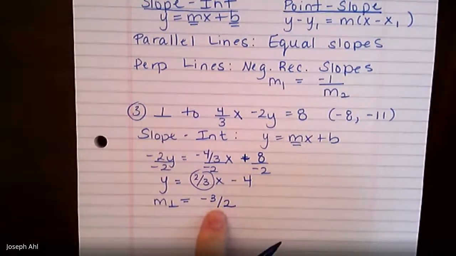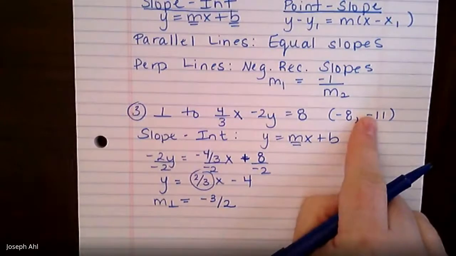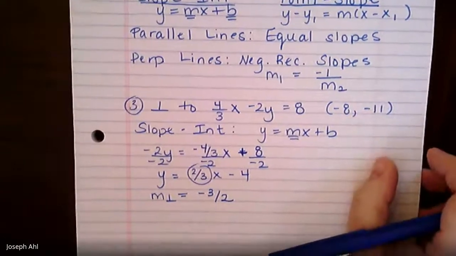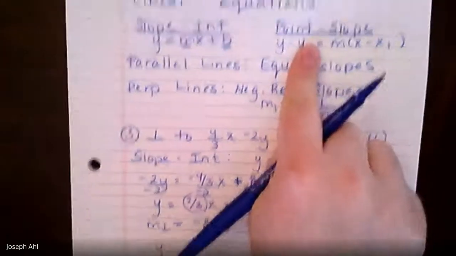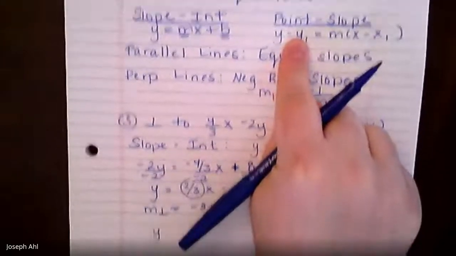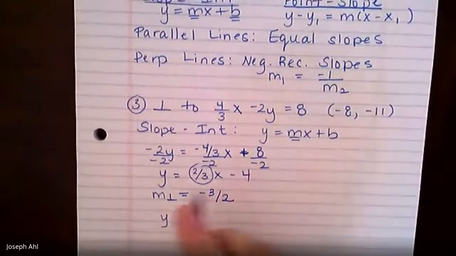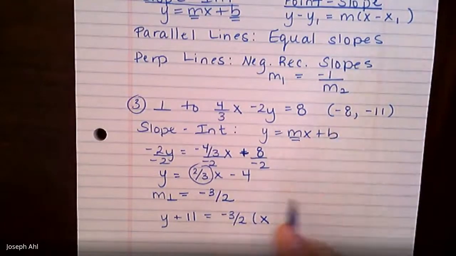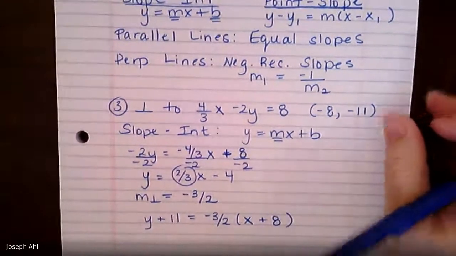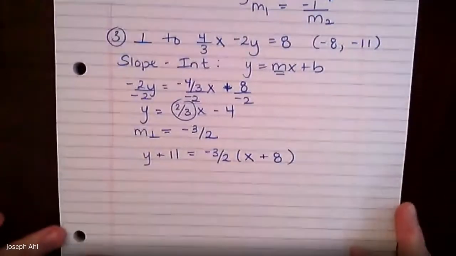Now that we have the slope in question and we have the point that's on the line, I'm going to write the equation in point-slope form first. When I do y - y1, since y1 is the -11, it becomes y + 11 = the slope of -3/2 times (x - x1). When you subtract the -8, it becomes x + 8. If it didn't say anything about slope-intercept form, I would have been able to stop right there.